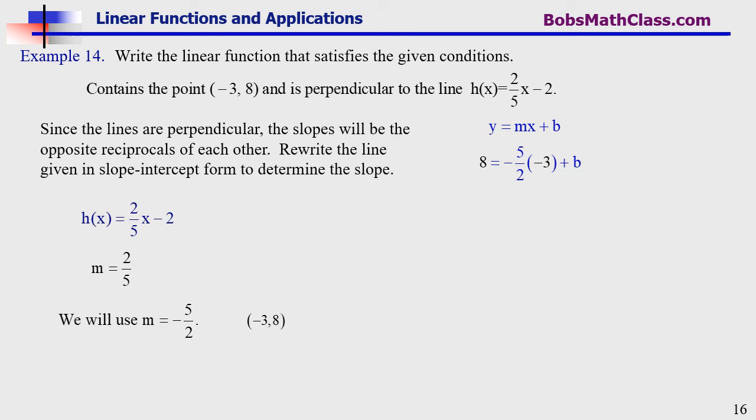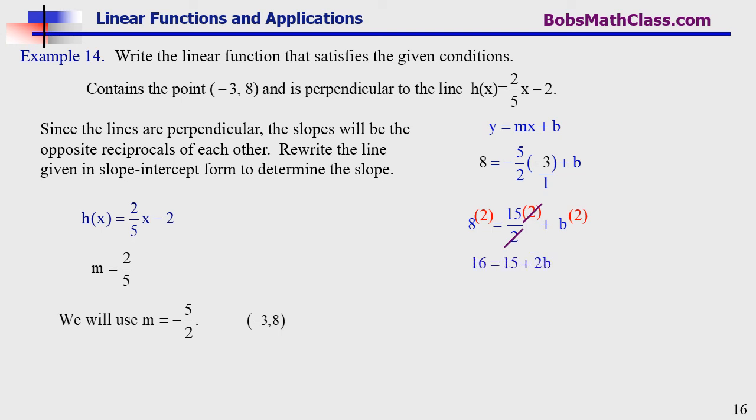Remember to always pause the video, work it out, and then come back when you're ready. Okay, put a 1 underneath the -3. Multiply across. That's 15/2 positive. You could either subtract 15/2 on both sides, or you could clear fractions by multiplying everything by 2. I chose to multiply everything by 2. There in the middle, the 2's will cancel. So we get rid of fractions.